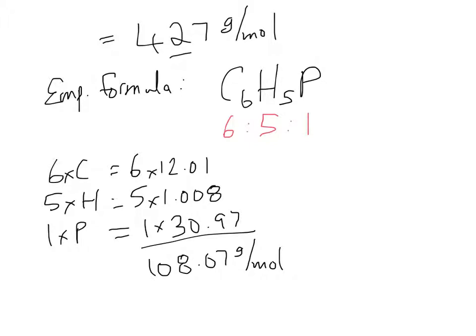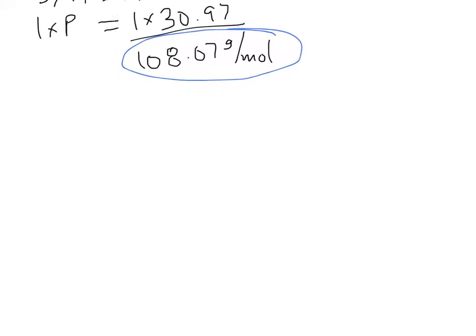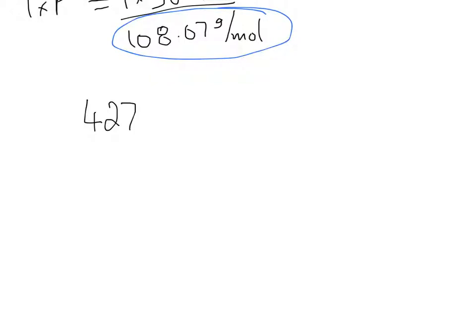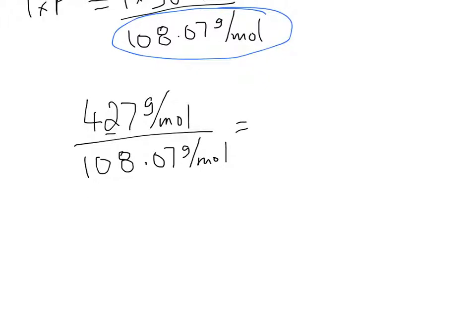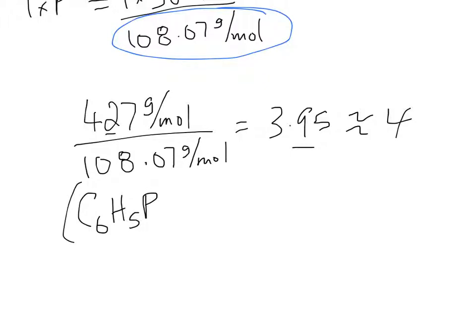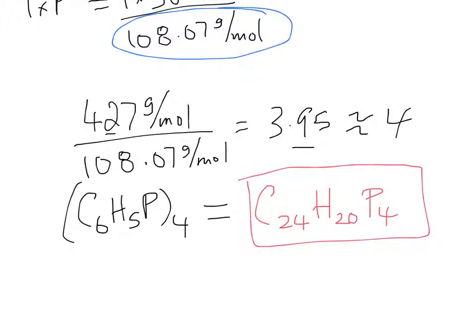But since it's an empirical formula, it could be that, it could be 12 to 10 to 2, or 18 to 15 to 3, and so on. So we need to figure out how many times the empirical formula goes into the molecular formula. We can just divide those two numbers, right? We know the molecule as a whole has a weight of 427 grams per mole, and each unit of our empirical formula is 108, so we can see how many times the empirical formula must be copied to get the molecular formula. I get 3.95 when I do this, and that's close to a whole number, 4. So we take our empirical formula and multiply it by 4. That means we've got 24 carbons, 20 hydrogens, and 4 phosphoruses in our molecular formula. And that's the end of the problem.